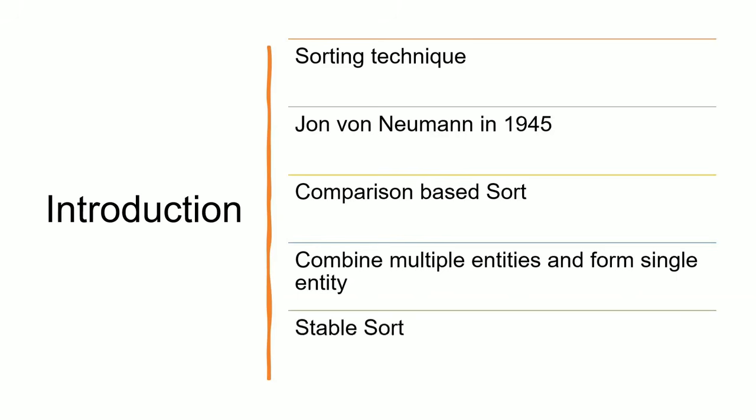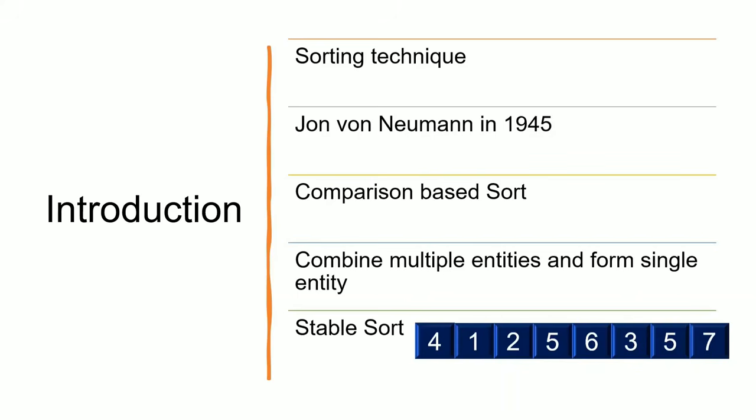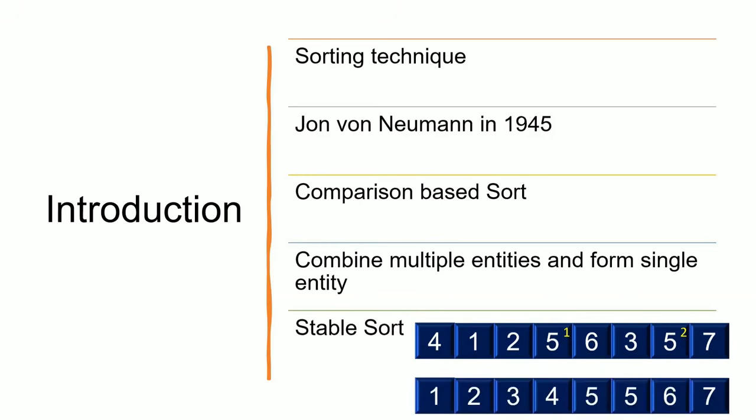It is a stable sorting technique. What do we mean by stable sort? Let's say we have a list of elements. 5 is duplicated twice. So I have the first occurrence of 5 and the second occurrence of 5. If after sorting, the first occurrence of 5 comes first and the second occurrence of 5 comes second, then it is called a stable sort.